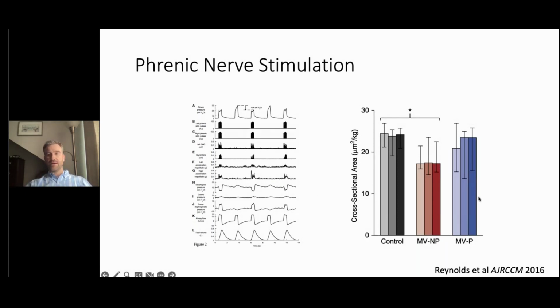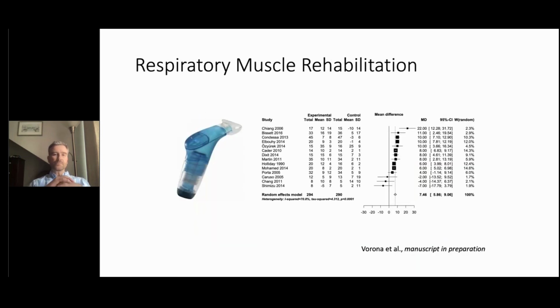You see here in comparison to controls, this was in a porcine model, experimental animals that were not paced had a reduction in diaphragm cross-sectional area, this disuse atrophy, but cross-sectional area was relatively preserved in the paced animals. So that's quite an exciting proof of concept that we might be able to prevent atrophy with these techniques.